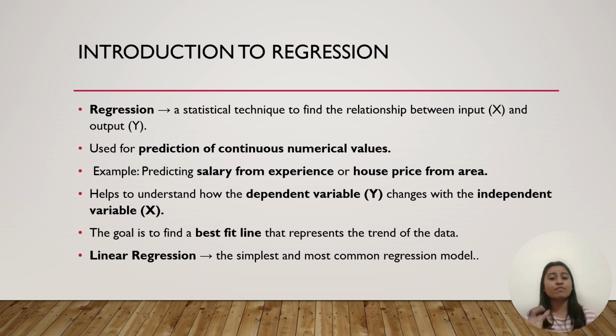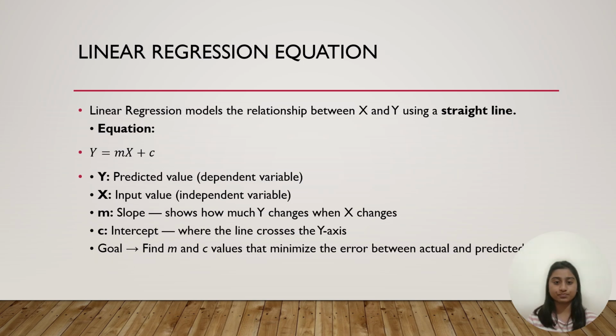So the simplest form of regression is linear regression, where the relationship between x and y is represented by a straight line. Linear regression equation: the equation of that line is y = mx + c. Here m is the slope. It tells how steep the line is or how much y changes when x increases by 1 unit. Here c is the intercept, which tells us where the line cuts the y-axis.